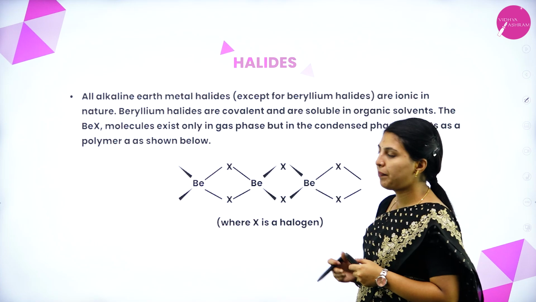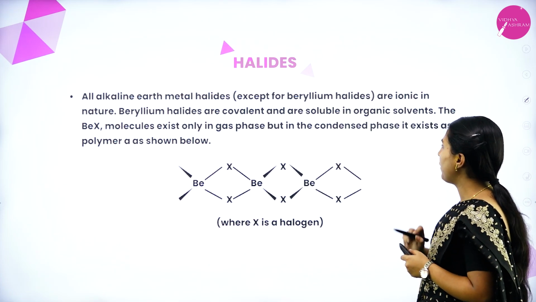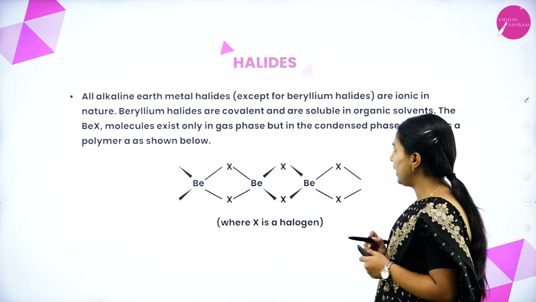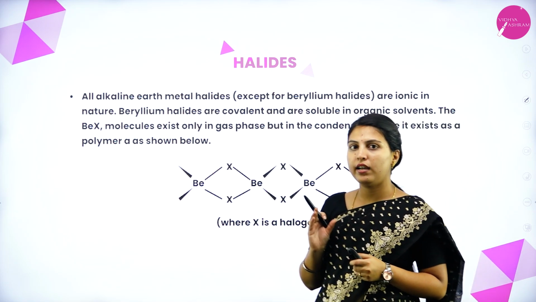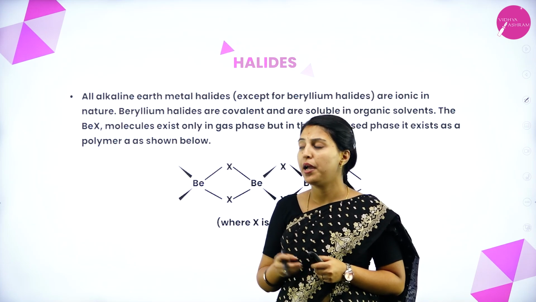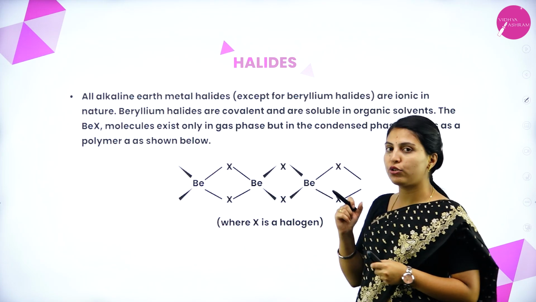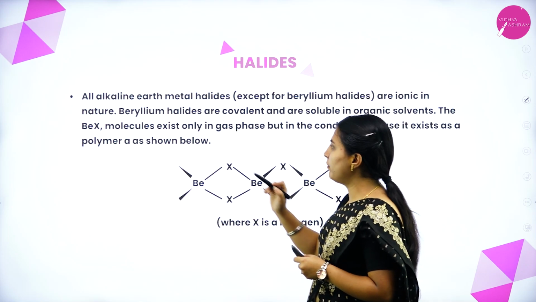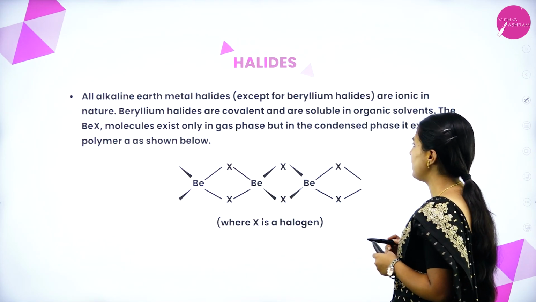Next, halides. All alkaline earth metal halides except beryllium halides are ionic in nature. Beryllium halides are covalent and are soluble in organic solvents. The beryllium halide molecules exist only in the gas phase, but in the condensed phase they exist as a polymer.